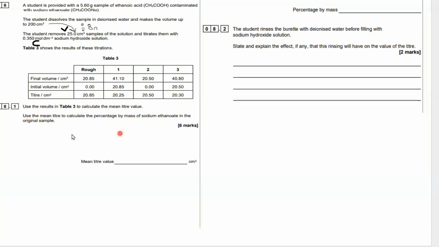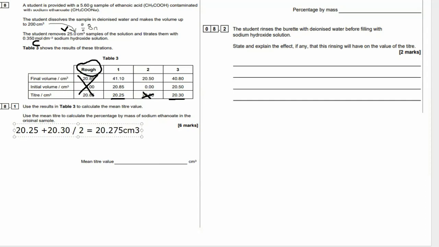And the first step here, we're going to calculate the mean titre for 1 mark. So get rid of the roughs. We're looking at the final titre volumes here at the bottom. And we only want to use concordant results. So 20.50 is not concordant, but 20.25 and 20.30 are concordant. So we add these together and we divide them by 2. And that gives us our mean titre, or mean volume of sodium hydroxide solution.